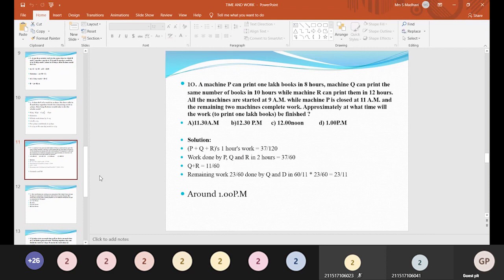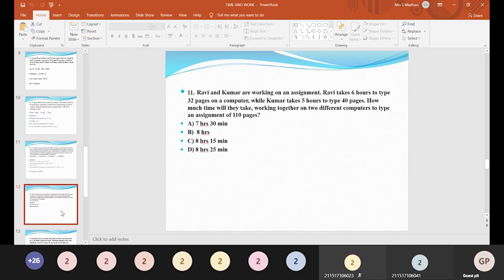We get 23 by 11 hours, which is approximately 2 hours. So around 1 p.m. Q and R finish the work together. Machine P closed at 11, so approximately 2 hours are needed for machines Q and R to complete the work. Starting from 11, when we add 2 hours, the time is 1 p.m. At around 1 p.m. machines Q and R complete the work.